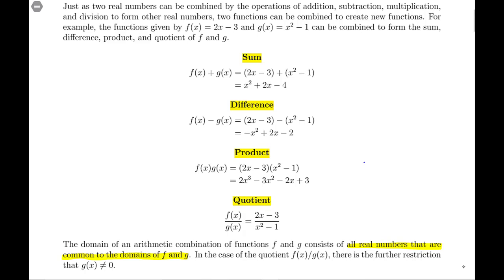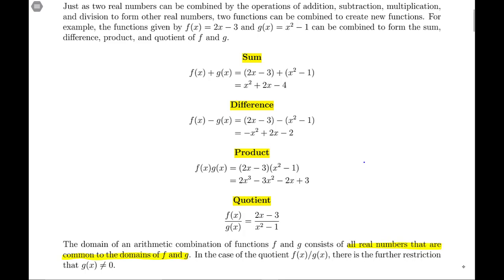And then the product, you multiply them together. In the case of the example shown here on the screen, you would use the FOIL method to distribute and multiply those terms together. And then finally, there's the quotient where we do division. This one doesn't simplify any further. It's just simply the function f of x over g of x, and that's all you can do.